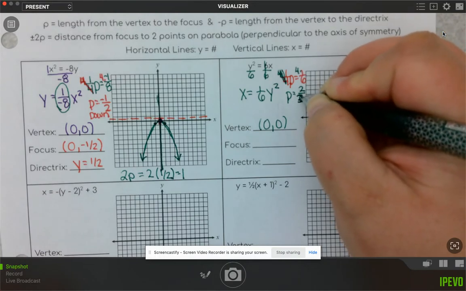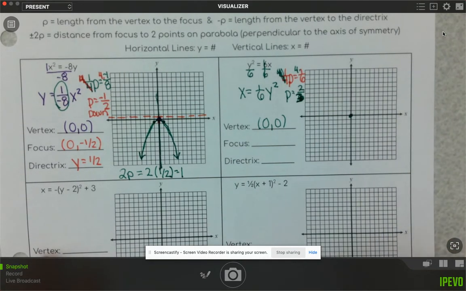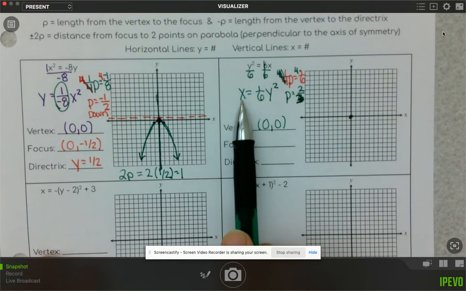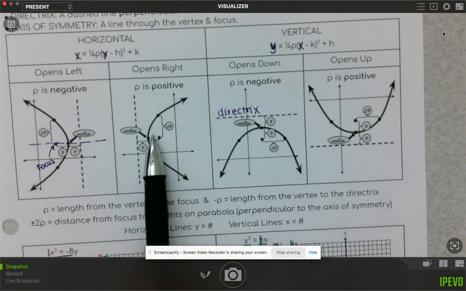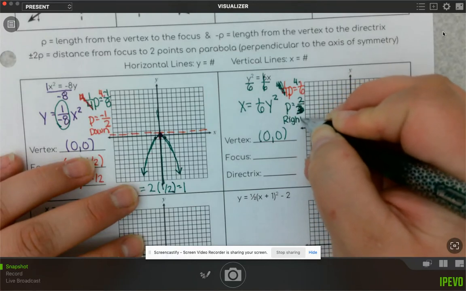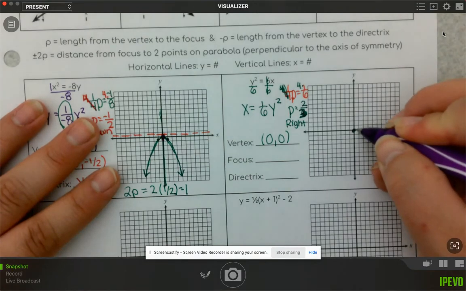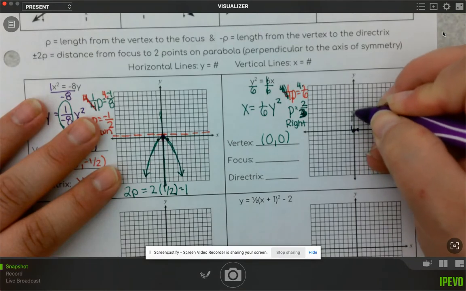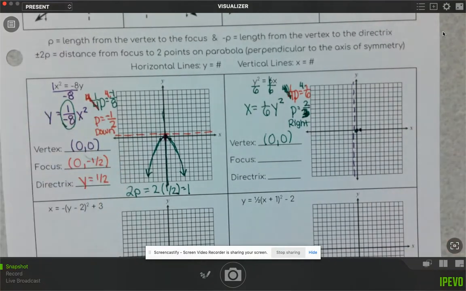Oops. That's why you don't talk and write at the same time, guys. So that means that it's positive, and x is the one that's not squared by itself. So that plus the p is positive means we're going to open up to the right. Again, go back to your table and decide that before you draw anything else. So that means we're going to go to the right 2/3, and that's our focus, and to the left 2/3 is our directrix. That's the one where we actually need to draw a dashed line.